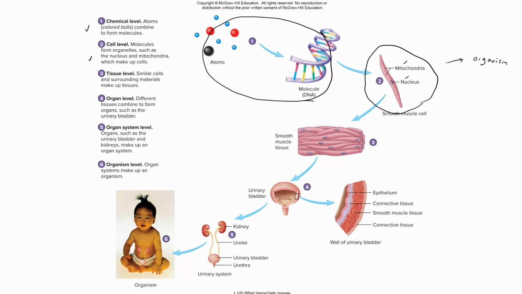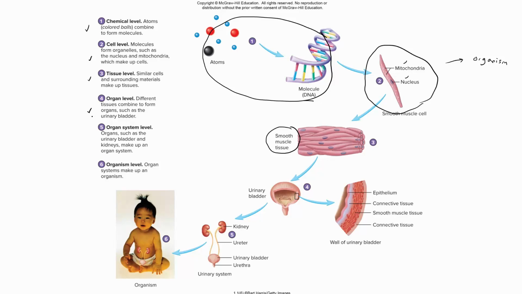In humans, these cells are going to combine together. So let's say these are all important. These cells are all capable of contraction. We'll put those together and we'll form a tissue. So in this case, we're going to have smooth muscle tissue. Okay, so again, similar cells and the surrounding materials that make up the tissues.